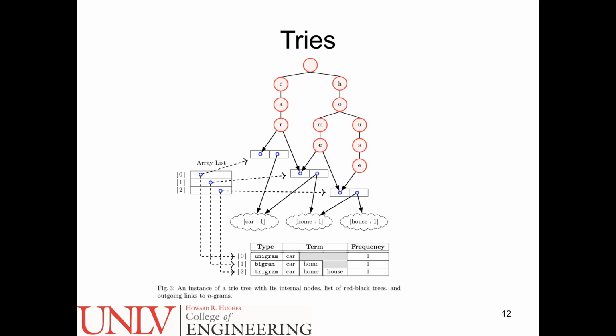We no longer use an array, but instead we use a hash table, where as the key we have just a single letter, and as the value that will be a pointer to the next node as we branch out or walk down the tree.